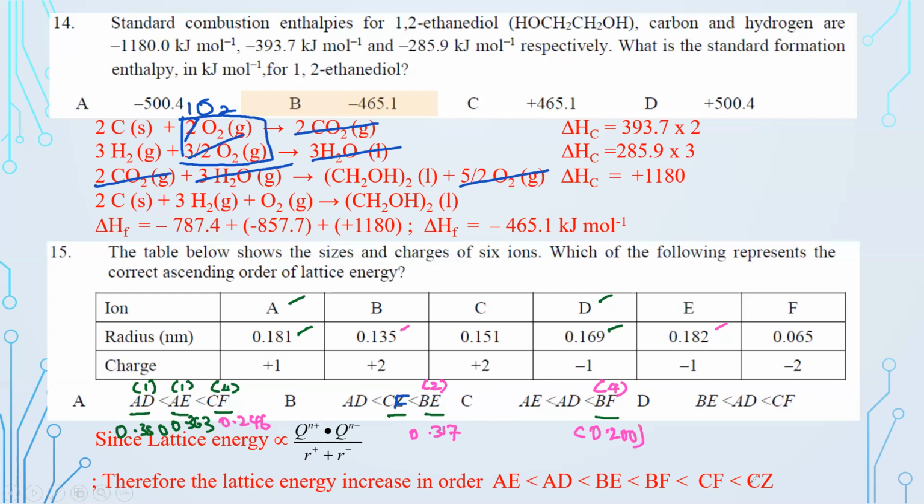So if we arrange them in terms of lattice energy, it will be AE, AD, BE, BF, CF. So among A, B, C, D, which one is the best solution? The best solution here, according to the ascending order, is C. Okay, so you try to arrange all of them in one shot so that you can easily see.